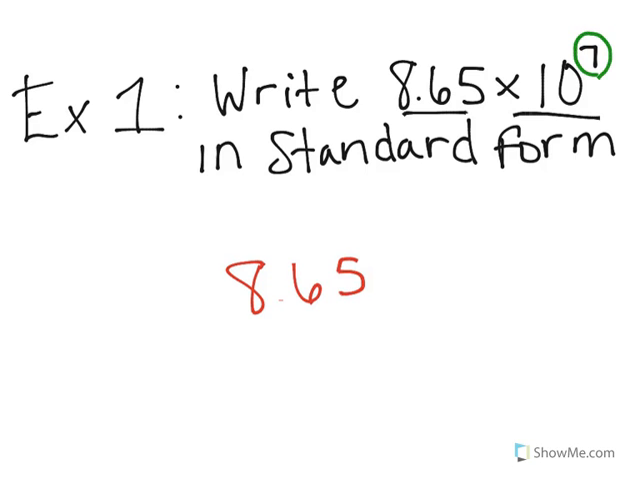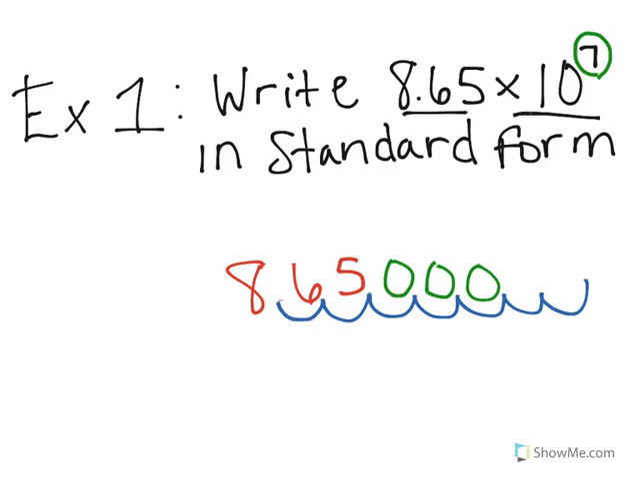And because our exponent's 7, we're actually going to be multiplying by 10 7 times, or moving that decimal place 7 times. So we're going to move that decimal place 7 times, and we're going to move it to the right because that 7 is positive. So we're going to move it to the right 7 times. 1, 2, 3, 4, 5, 6, 7. And then I'm going to add in zeros in the spaces that I made.